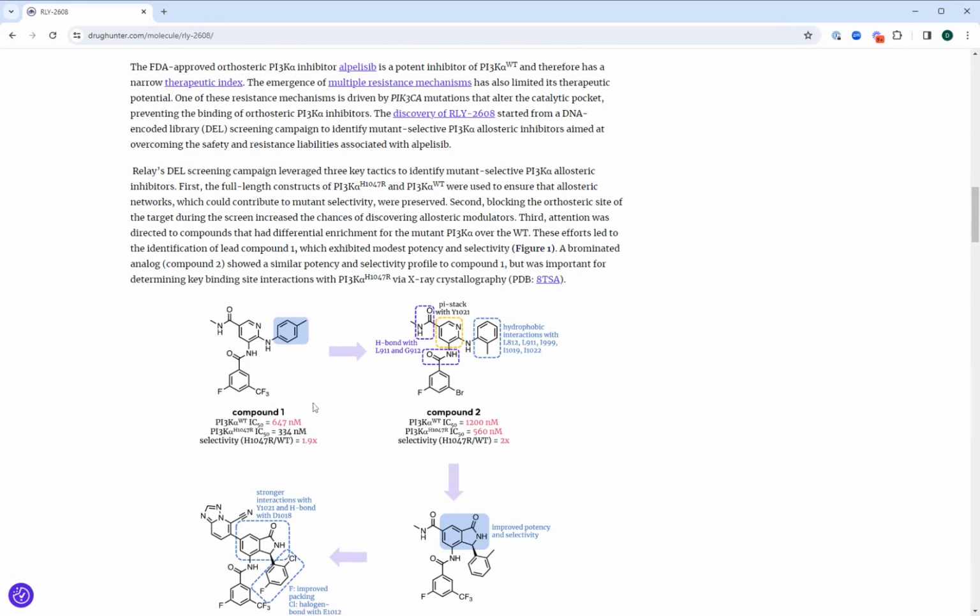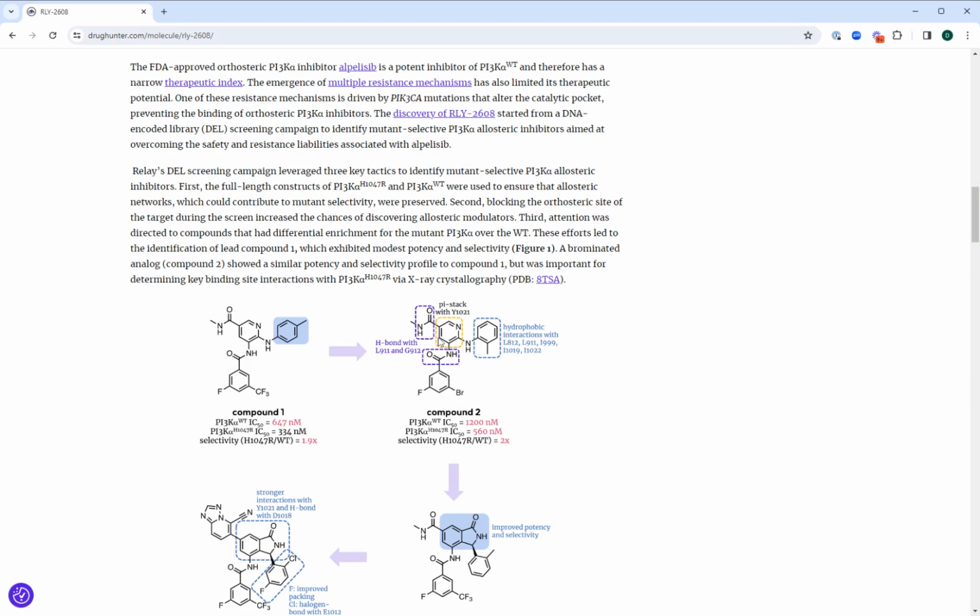Those efforts led to compound 1 here, which they quickly elaborated with a heavy atom such as bromine. Then they could do a co-crystal structure with the mutant. We highlight if there are any potential hydrogen bonds or hydrophobic interactions with this molecule.